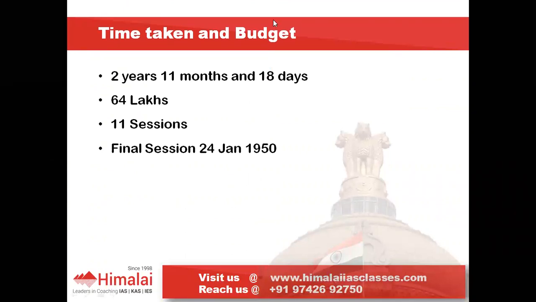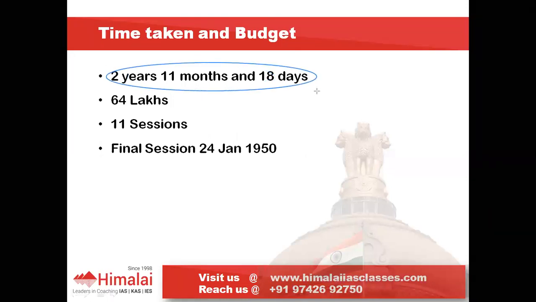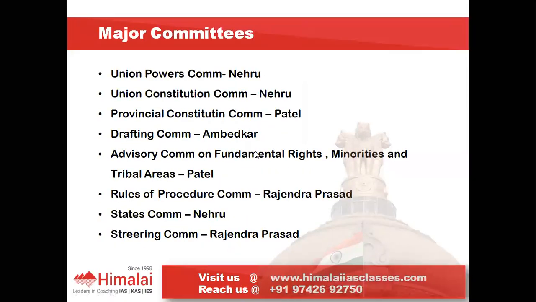Now, the total time taken by the Constituent Assembly to complete the making of the Constitution was 2 years, 11 months, and 18 days. The total budget or expenditure on the making of the Constitution was 64 lakhs. The making of the Constitution was achieved in a sitting of 11 sessions, and that 11th final session was held on 24th January 1950. Okay, and 26th January 1950, as we all know, is the date of the enactment of the Constitution.